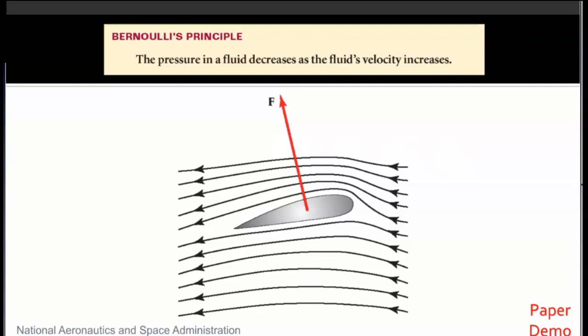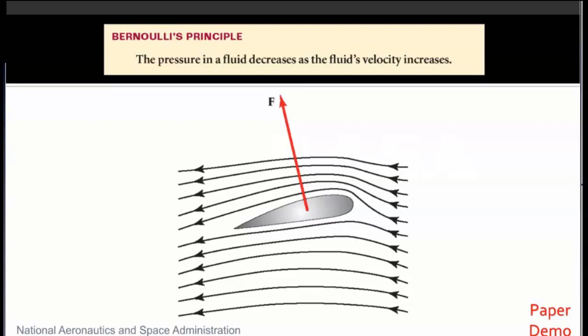Now you'll notice in the lower right-hand corner it says paper demo. If you were to get a sheet of paper and hold it up in front of your lips and blow out over top of it, most people would expect the paper to go down because you're blowing down on it. But what actually happens is because the fluid, the air moving over top of it is moving faster, it actually causes a decrease in pressure, causing the paper to rise.